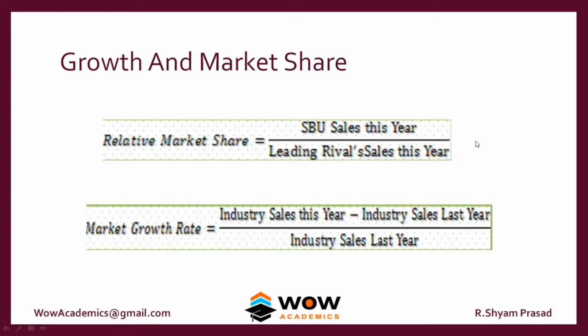The higher, the better. The next one is the market growth rate. Market growth rate is very simple to compute. You can work it out like this: the current year sale minus last year sale, divided by last year sale. It will give you the market growth rate. Usually if you multiply by 100, it will give you a percentage.